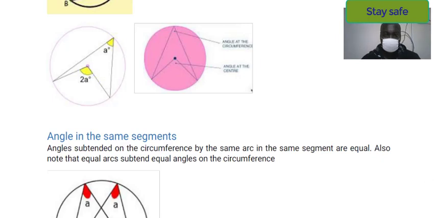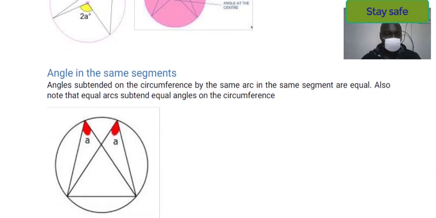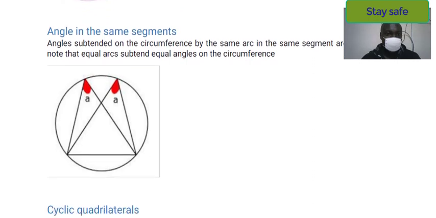So this is another diagrammatic illustration of the same. So, angle in the same segment. This is property number 2. Angles subtended on the circumference by the same arc in the same segment are equal. Also, note that equal arcs subtend equal angles on the circumference.